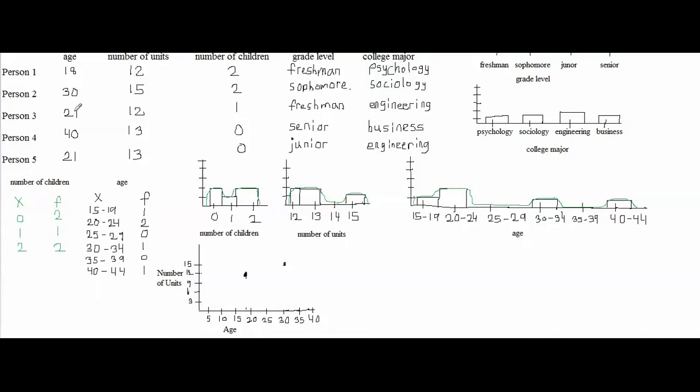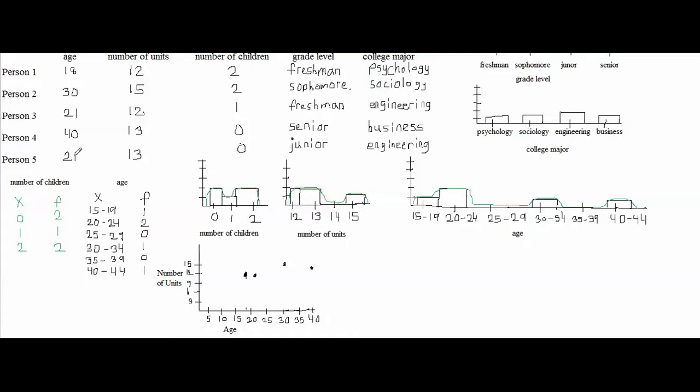What about person 3? Person 3 is 21 years old and is taking 12 units. So 21 years old is a little bit above 20, and 12 units is right here. So it's going to be right next to this dot because they're both lined up with 12 on the y-axis. Person 5 is 40 years old, which is out here, and is taking 13 units. 13 units is a little bit above 12 right here on the y-axis. So let's move over from 13 until we get to 40. And this person is right here, about right there.